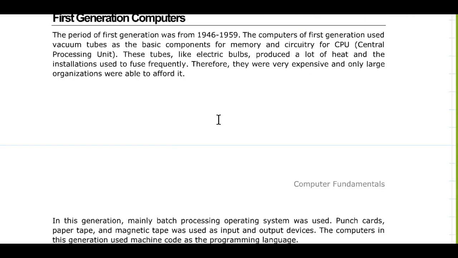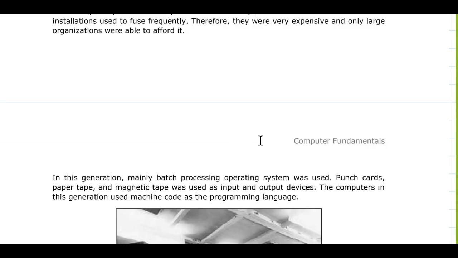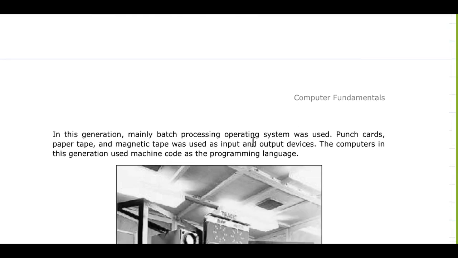So we say that the first generation of computers was born in 1946 to 1959. The computers of first generation used vacuum tubes as the basic components for memory and circuitry for the CPU. CPU, which we are going to be learning about later, is also called Central Processing Unit. These tubes, like electric bulbs, produced a lot of heat, and the installations used to fuse quite frequently. And therefore, they were very expensive, and only large organizations could afford those computers.